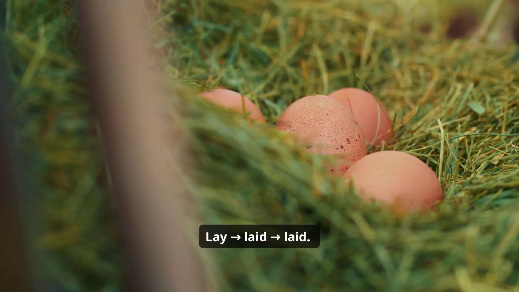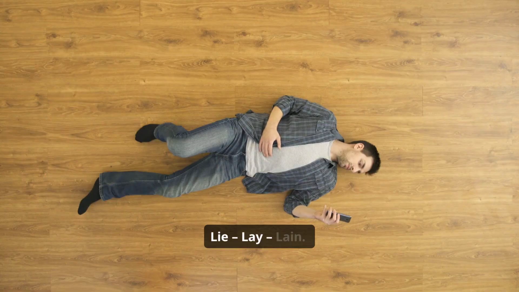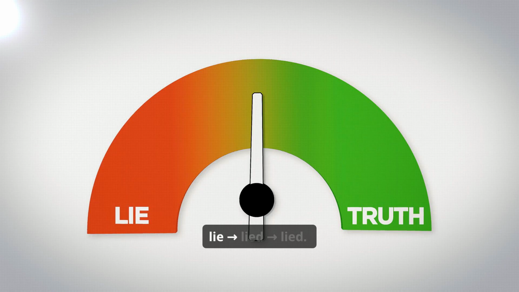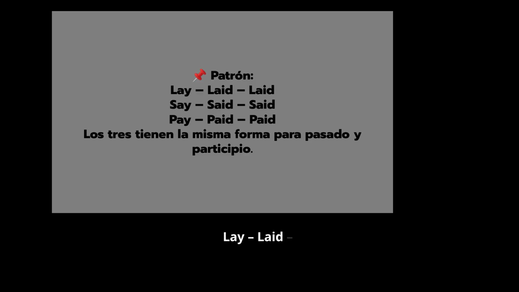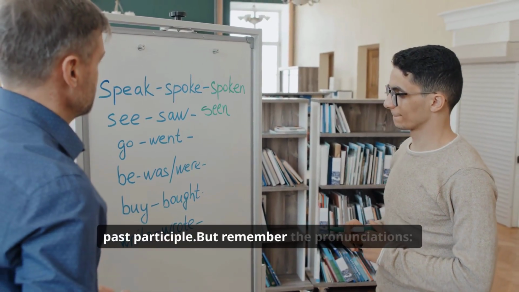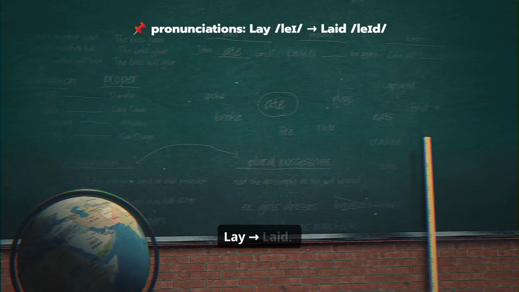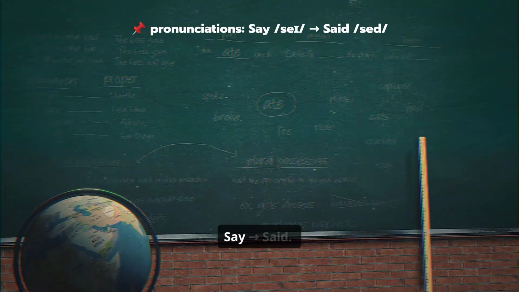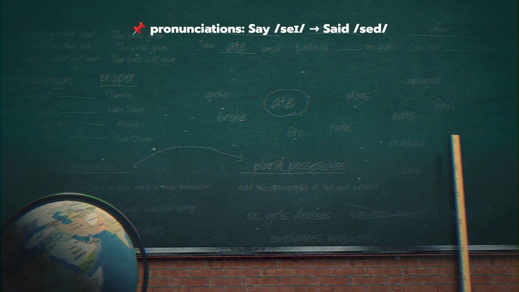Lay, laid, laid. Lie, lay, lain. Lie, lied, lied. The pattern: lay, laid. Laid has a useful connection with other irregular verbs. Say, said, said. Pay, paid, paid. All three have the same past and past participle. But remember the pronunciations: lay, laid. Say, said. Pay, paid.